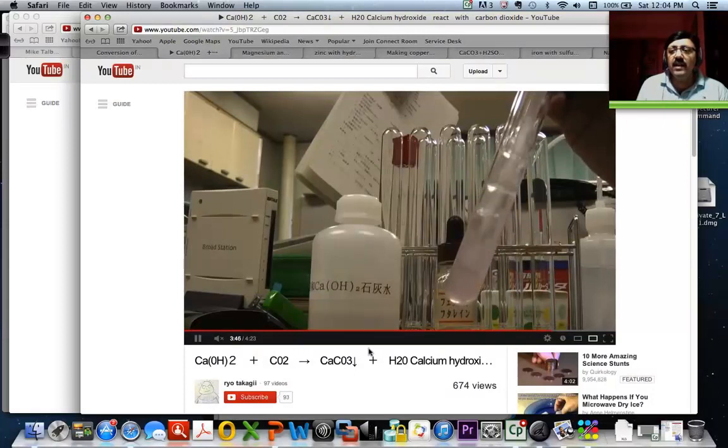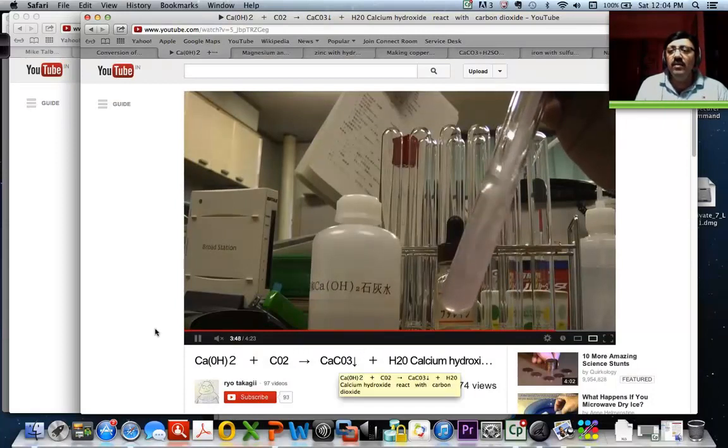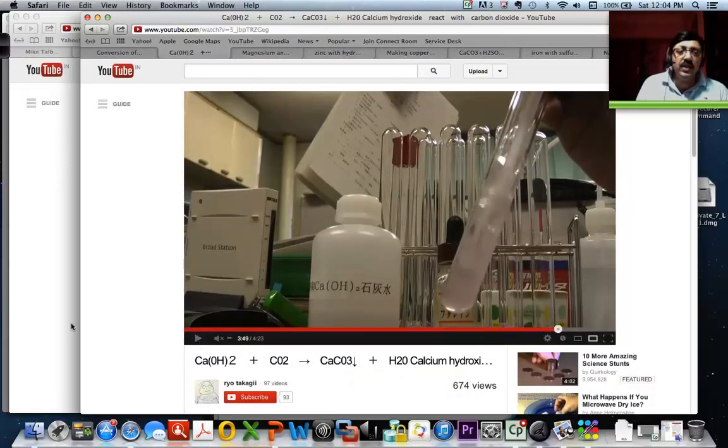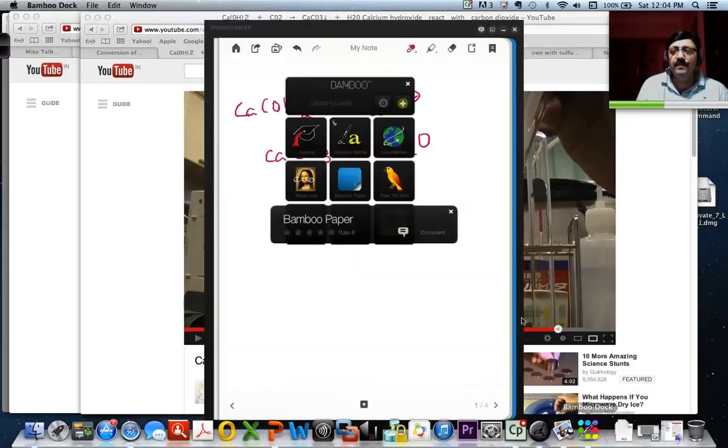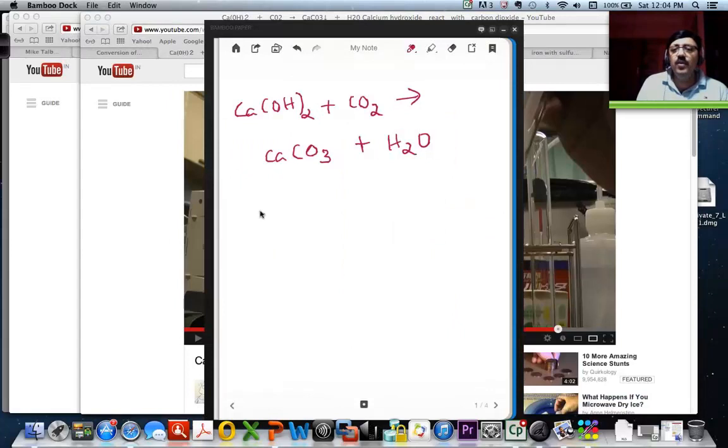You can see that the pink is completely gone, right? So that's basically what I want to show you here. I hope you got an idea of how that reaction happens. I can actually give one more example, but I think that should be enough. So that is about the reaction.